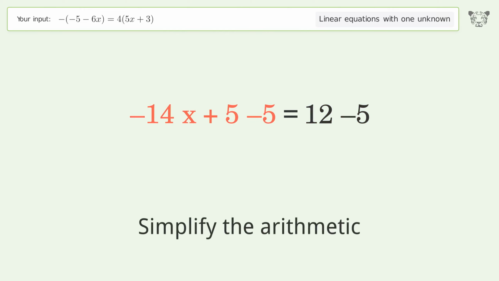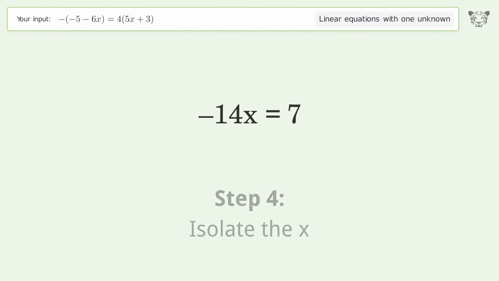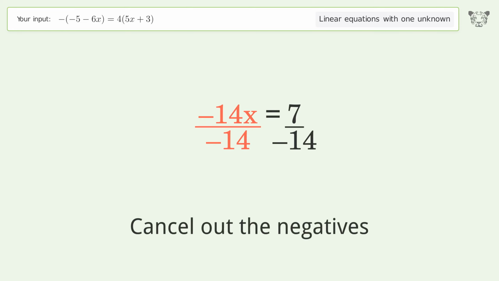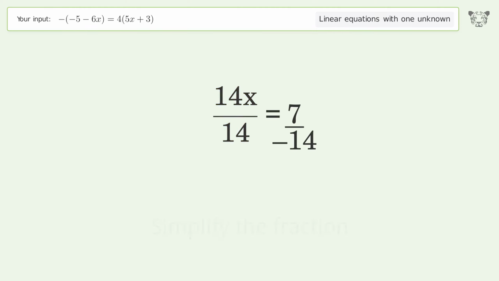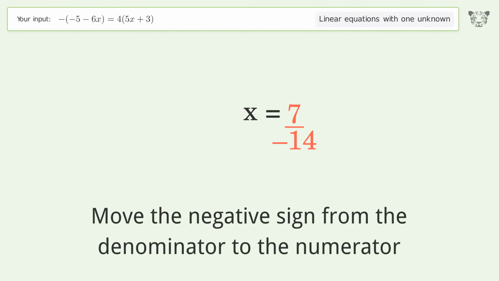Simplify the arithmetic. Isolate the x. Divide both sides by -14. Cancel out the negatives. Simplify the fraction. Move the negative sign from the denominator to the numerator.